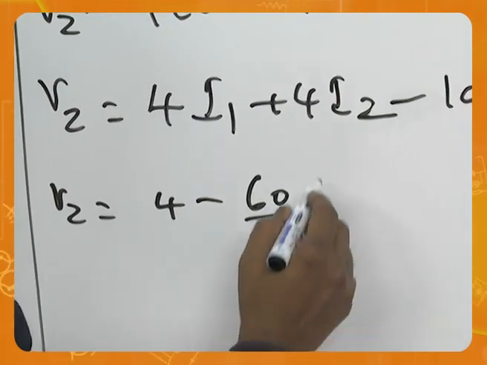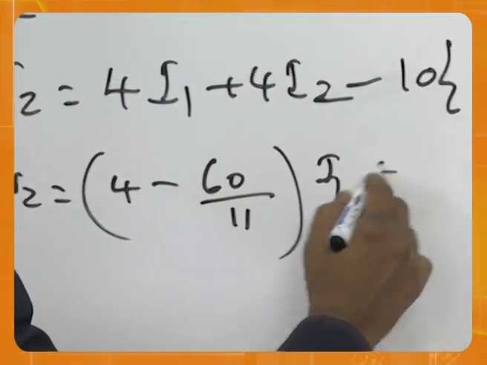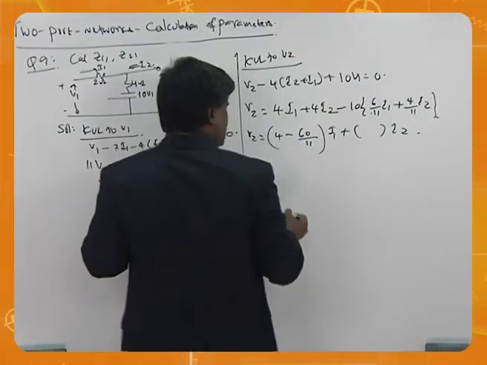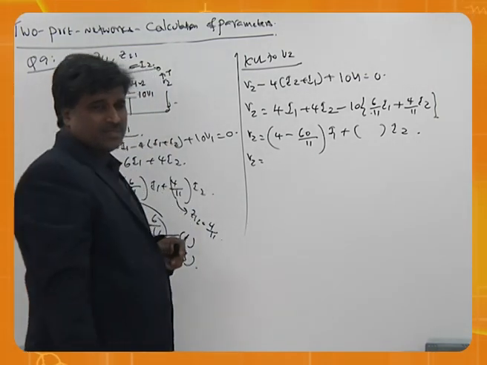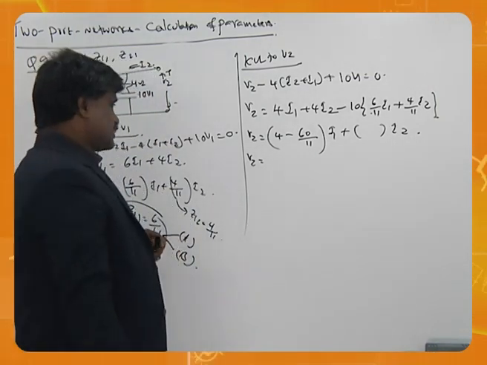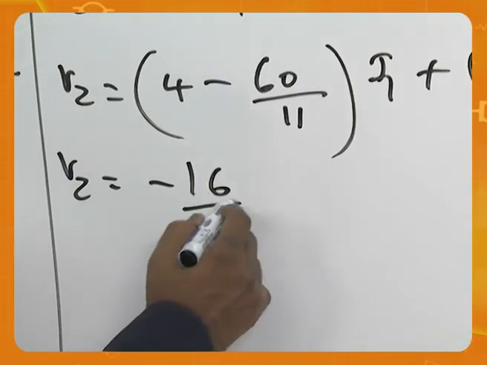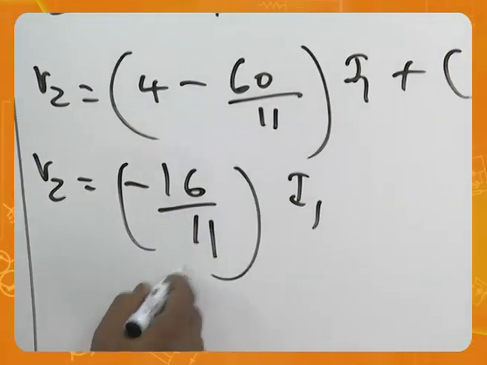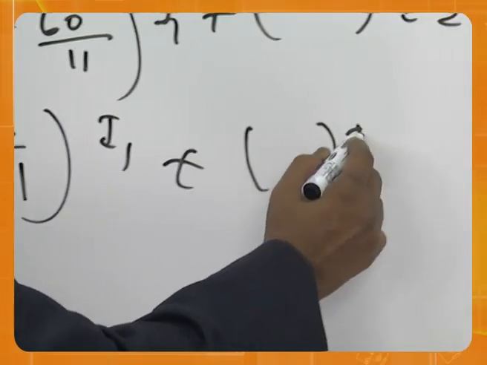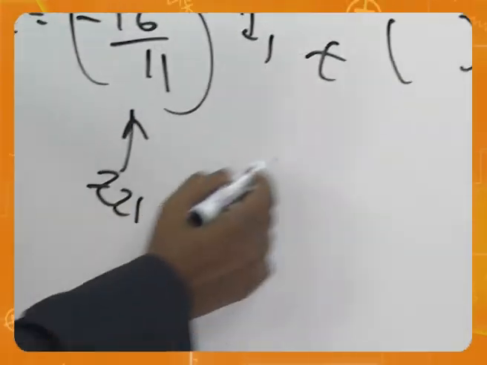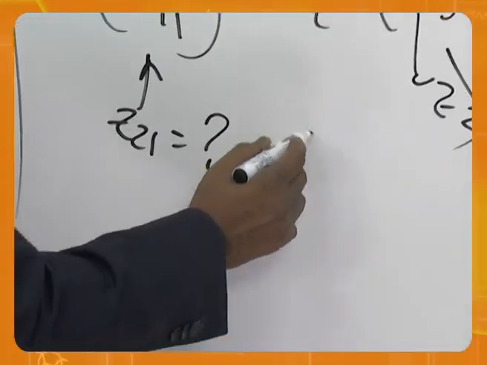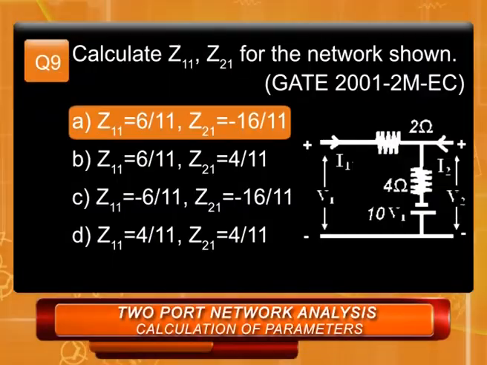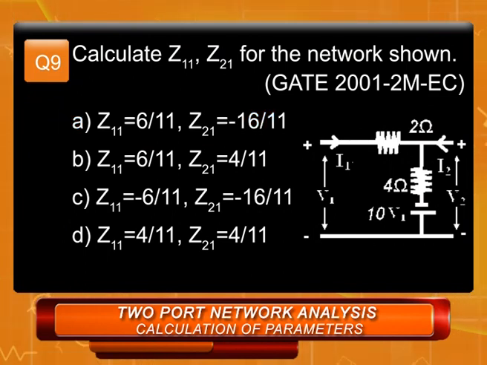60 by 4, I1 plus something into I2. We are not interested in that. 44 minus 60, when you say 44 minus 60, it will become minus 16 by 11 I1. So this is something into I2. This is Z21. This is Z22. This is not our interest. Our interest is here, minus 16 by 11. Therefore, our option is A. That's how you need to solve.